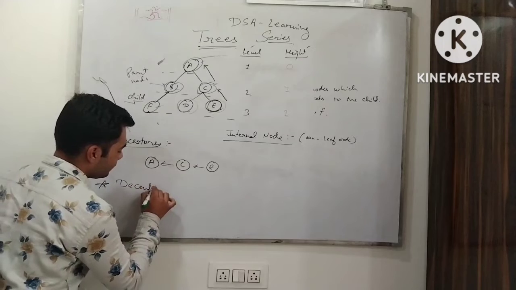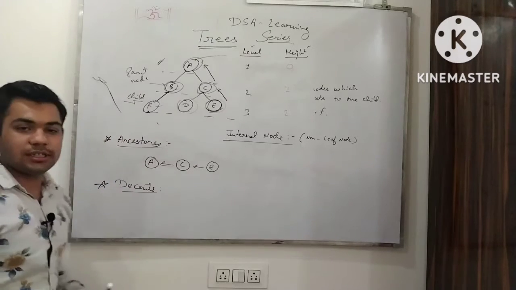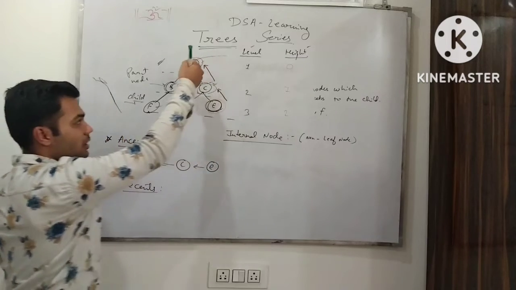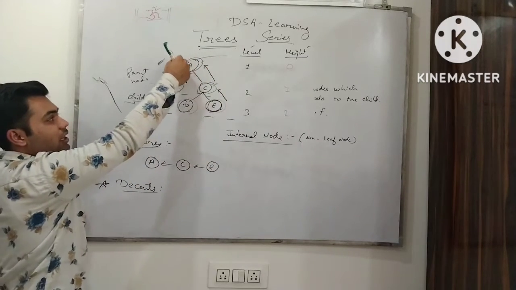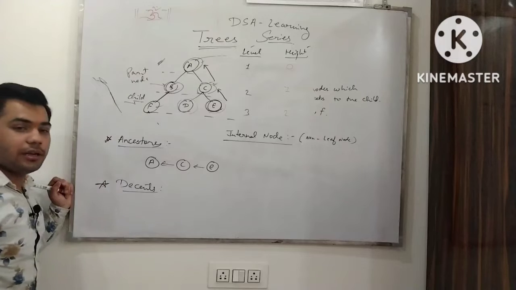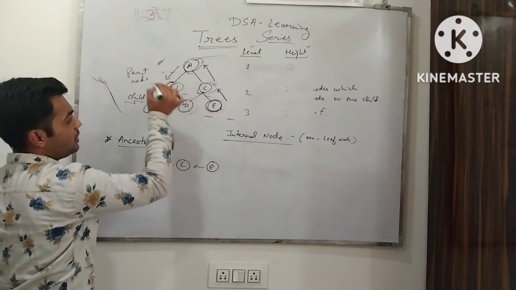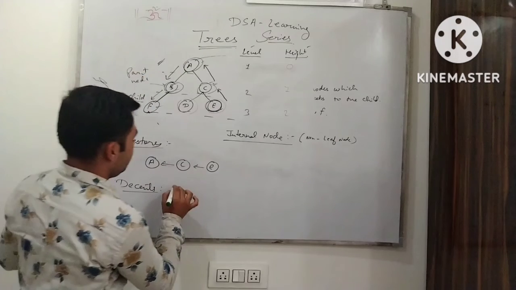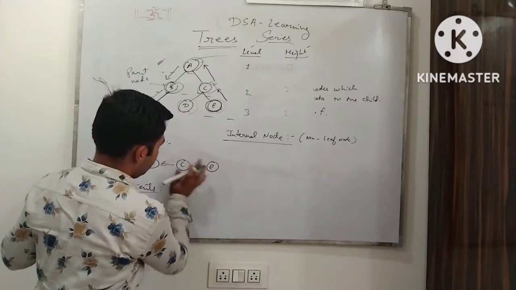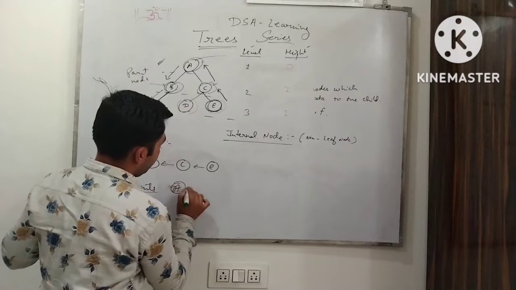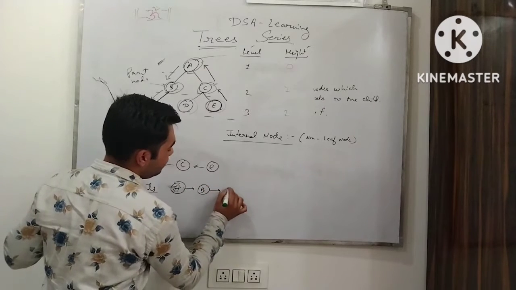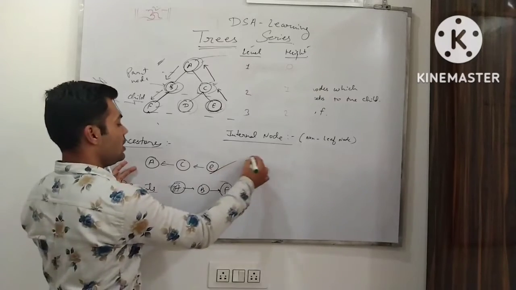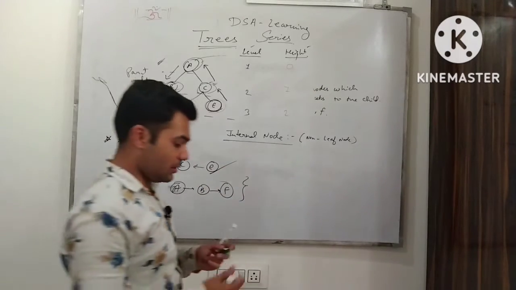Descendants. So what are the descendants? The opposite of ancestors. If in this we move from upward to downward direction, first of all A to B, then B to F. This is called the descendants, and this is called the ancestors. Okay.